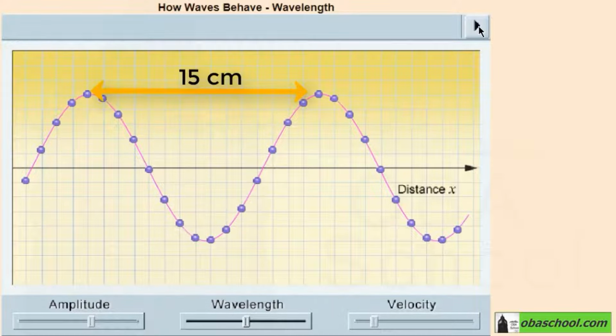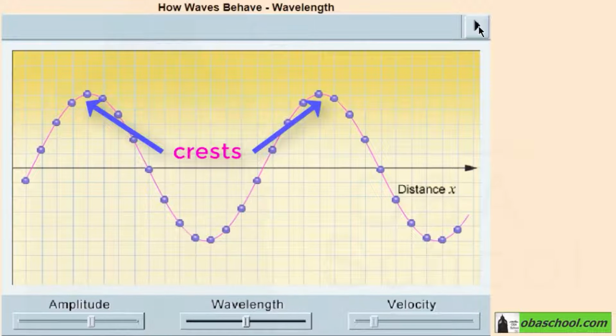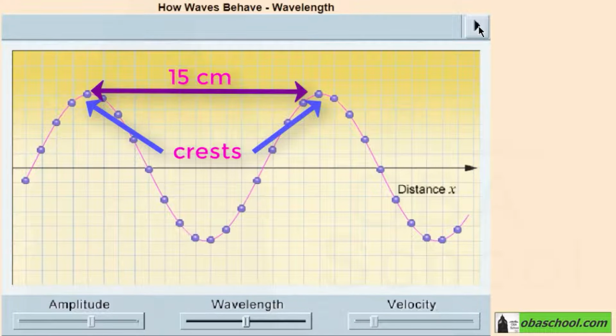Yes, it's 15 centimeters. The distance is the wavelength lambda, and the wave tops are called crests. So, the wavelength is 15 centimeters.